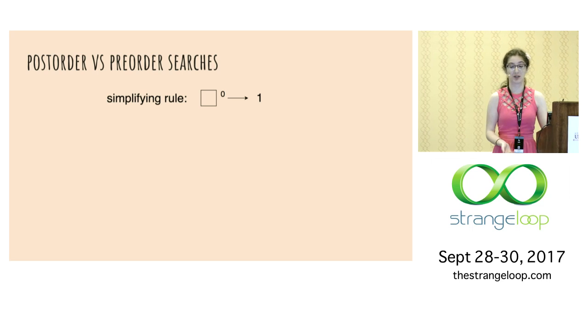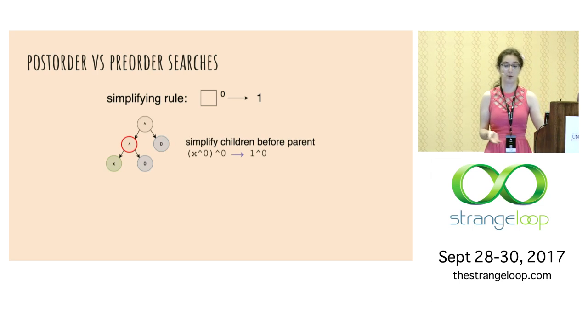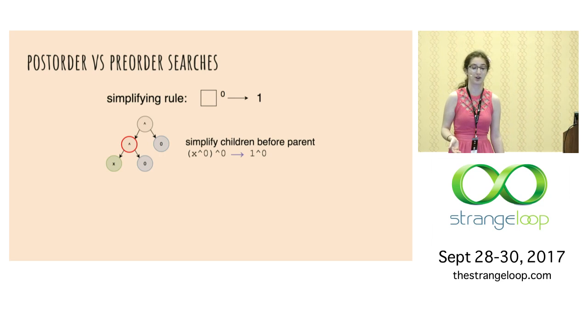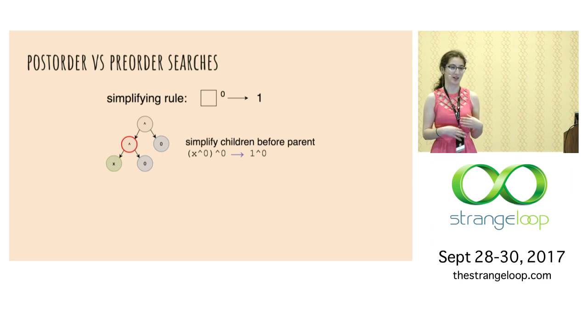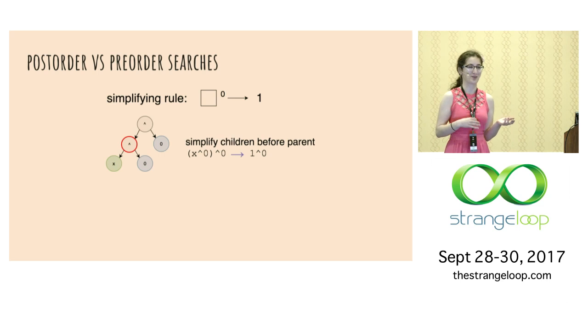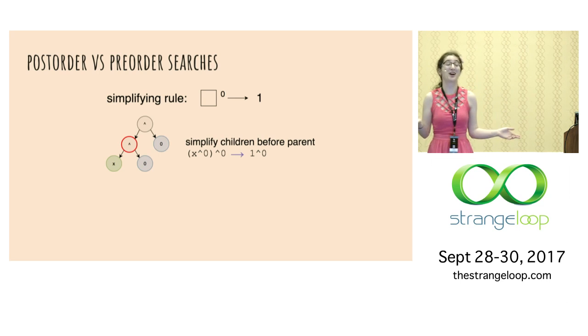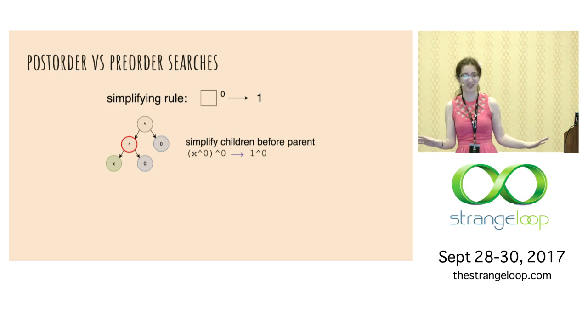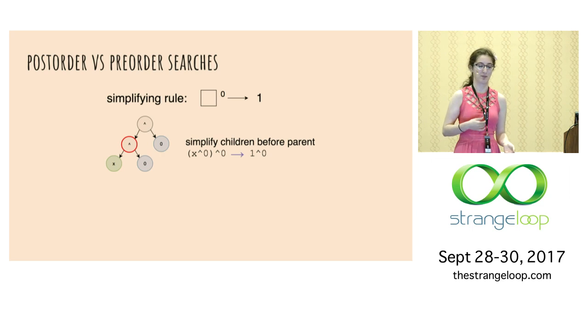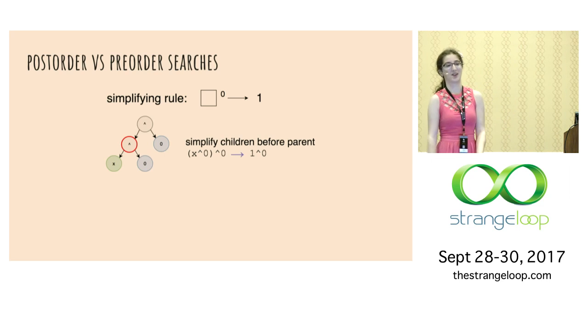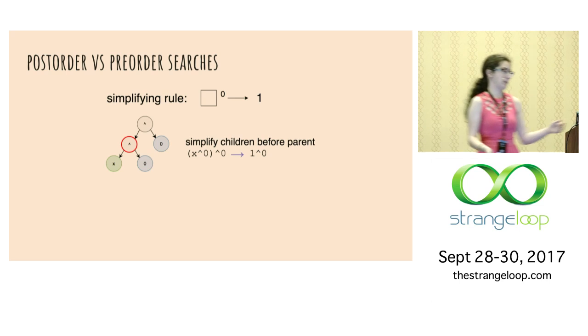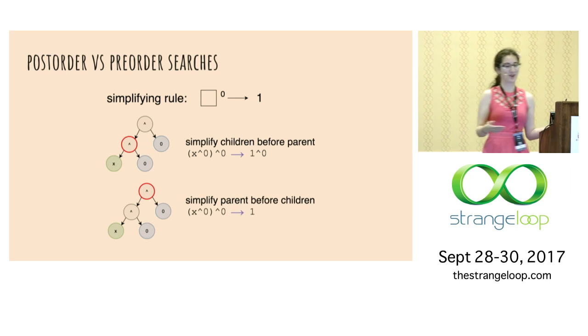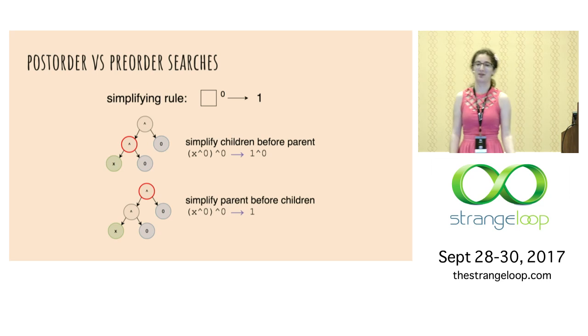So for the rule something to the 0 is 1, if we were using a post-order search and looking at the children first, and someone inputted something like x to the 0, which I know not that many people would ask that, but it's possible. What that would simplify to is it would look deeper in the tree first, and it would match the more inside x to the 0. So you would have x to the 0 becoming 1 to the 0, and then the next time it would become 1. But if we had a pre-order search, it could just become 1 right away, which I think makes more sense.